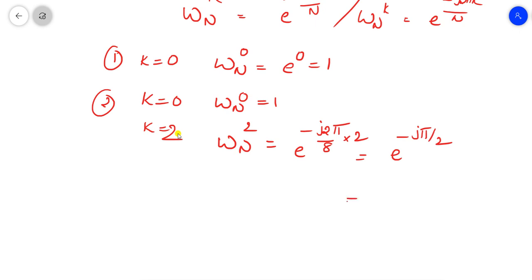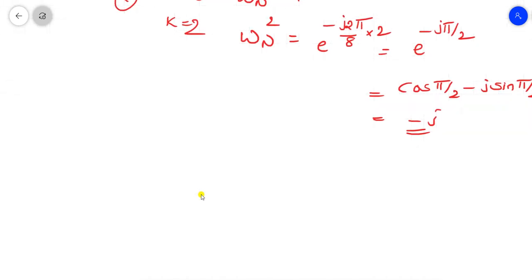Okay, so if we expand this one, this is cos pi by 2 minus j sine pi by 2. Okay, so cos 90 is 0, minus sine 90, so its value is equal to minus j.